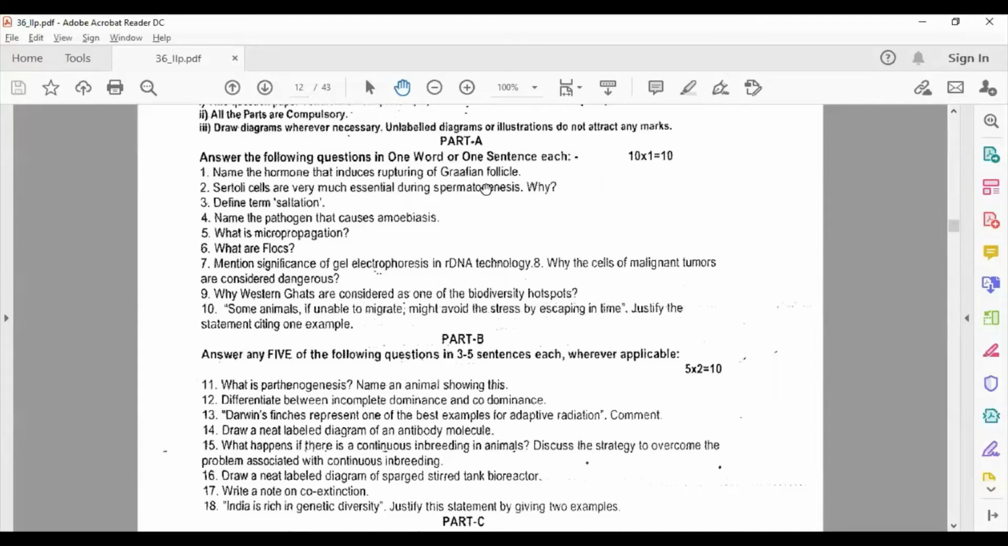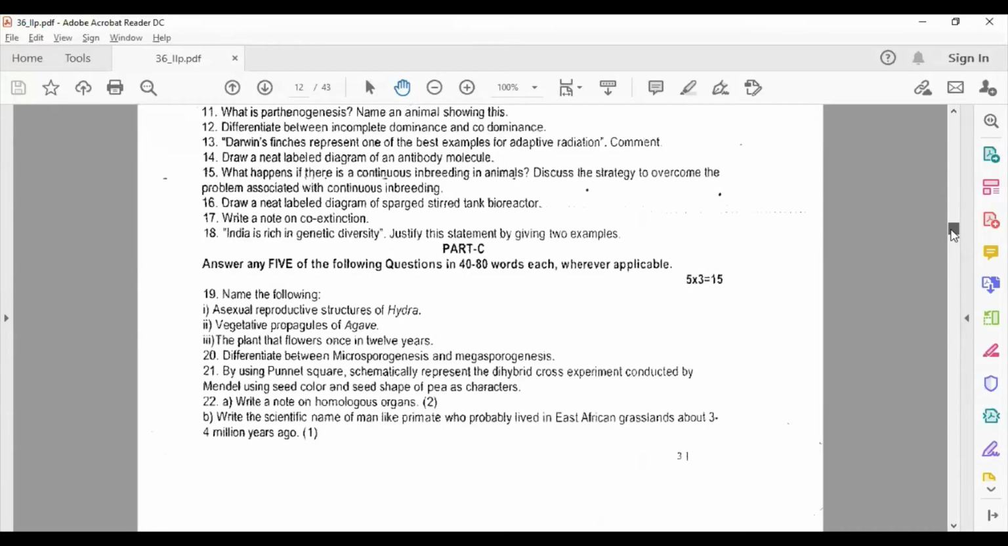Then moving on to the 10th question: some animals, if unable to migrate, might avoid the stress of escaping in time. This is asked from the evolution chapter. So there is a mixture of questions from all the chapters. There is no rule that a certain number of questions should be asked from a series of chapters. It can be randomly asked.